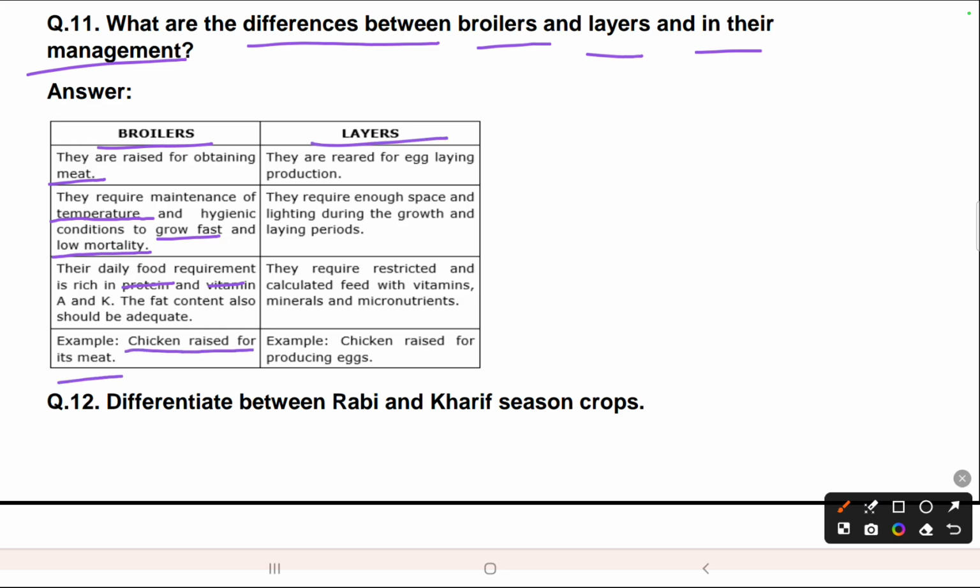Layers are reared for egg production. They require enough space and lighting during the growth and laying periods. They require restricted and calculated feed with vitamins, minerals and micronutrients. Example, chickens are raised for producing eggs.